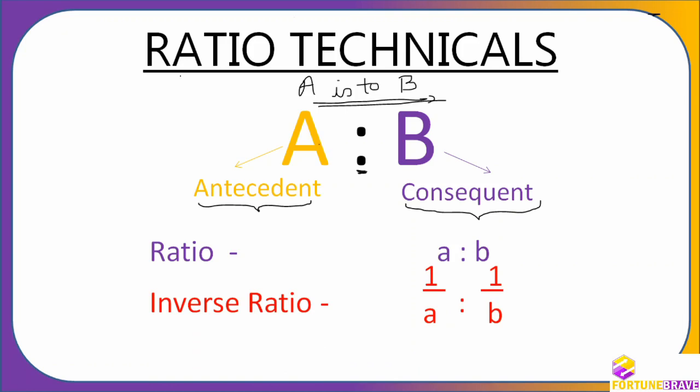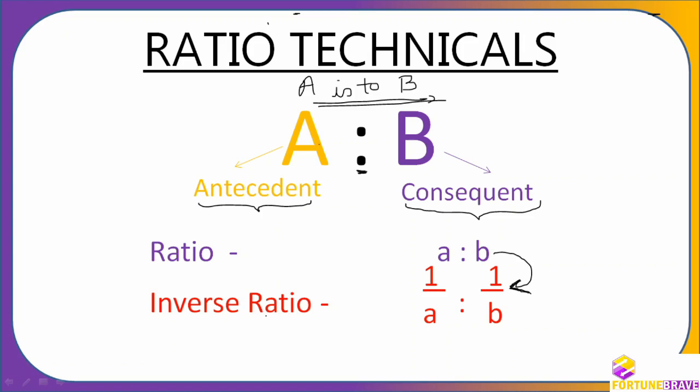And the inverse of a ratio. What is the inverse of a ratio? Whatever is the ratio, written in the form A is to B, the inverse of that ratio is 1 upon A is to 1 upon B. This is the inverse ratio.